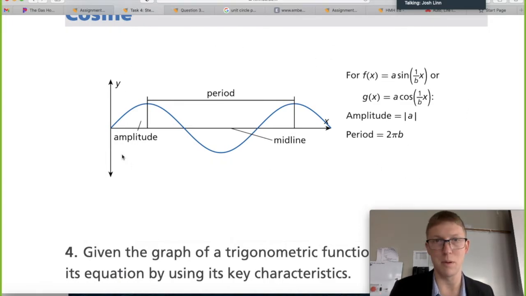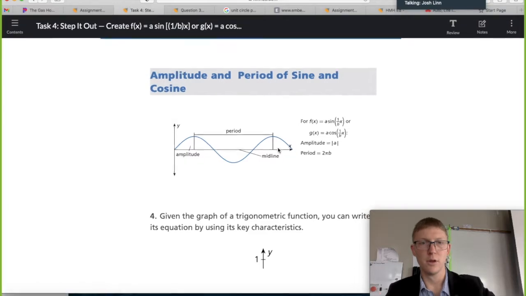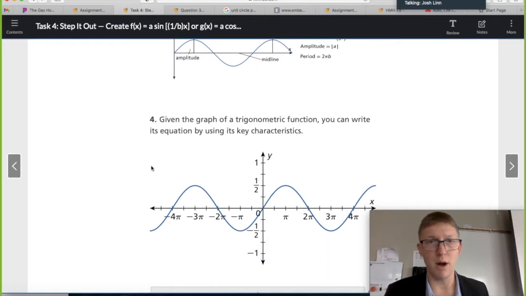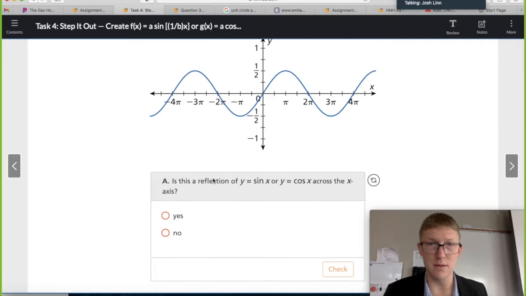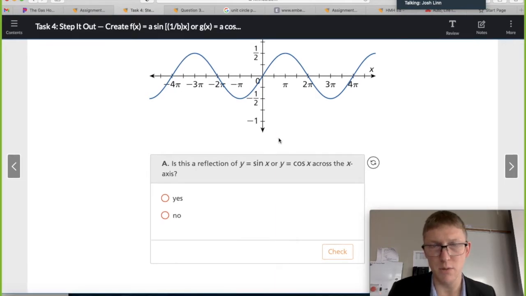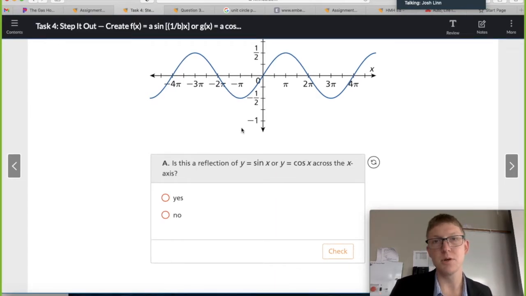So remember this. It says, given the graph of a trigonometric function, you can write its equation by using its key characteristics. First you need to identify the parent function. Is this a reflection of y equals sine x or y equals cosine x across the x-axis? Why are we reflecting it? We're not reflecting it. But we need to figure out what our parent function is.